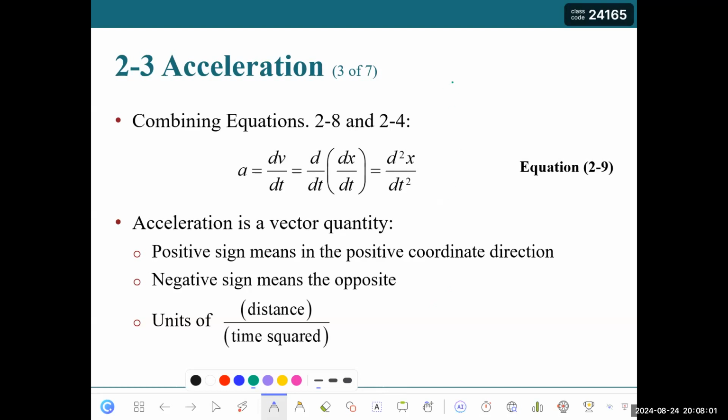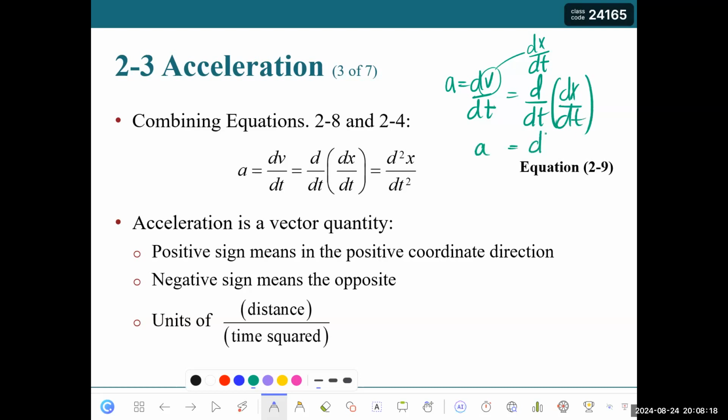Also, we know that acceleration equals dv over dt, and v equals dx over dt. So you can write d over dt, and inside parentheses, you can write dx over dt. So you can also write acceleration equals the second derivative of displacement, just like this. And what's the unit of acceleration? Distance is in meters, time is squared in seconds squared. So the acceleration unit is meter per second squared.